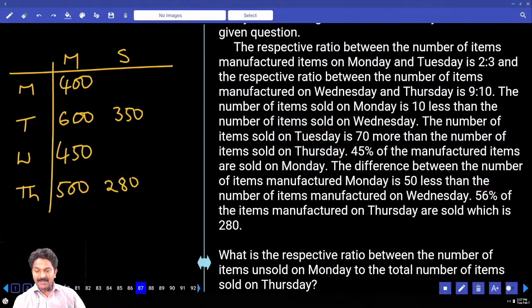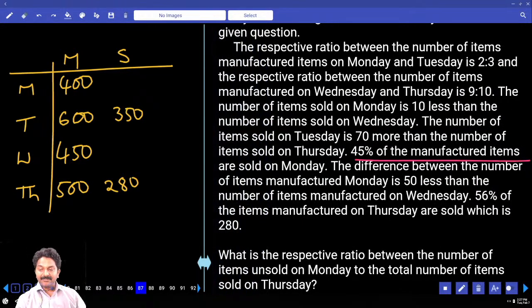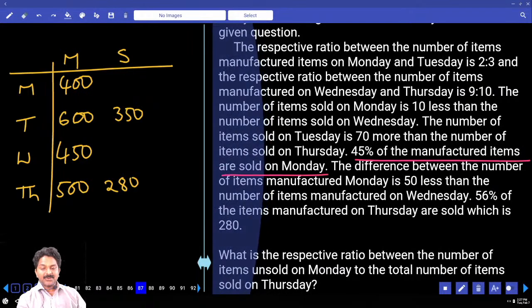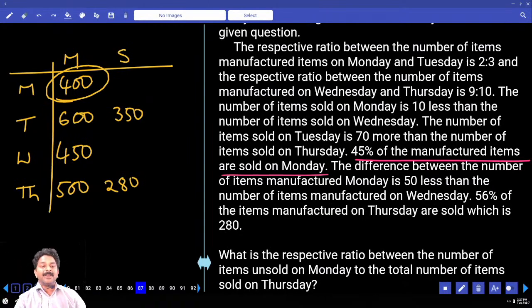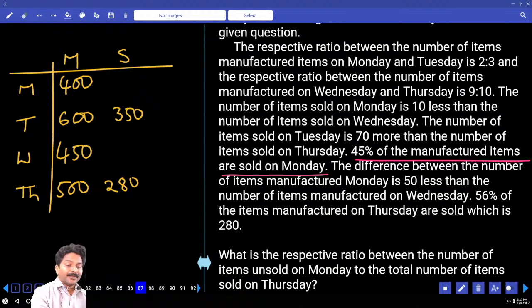This is over. Next. 45% of manufactured items are sold on Monday. Is it 45% of this number only, or 400% of 45? 45% of 400. Anything is fine. 400% of 45 is easy to calculate. 4 times 45. Double, double. 45 double, double. It is 180.